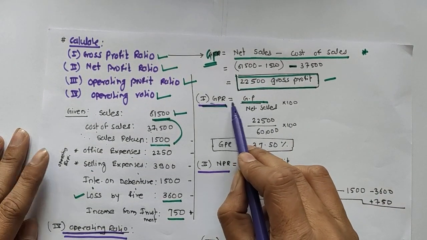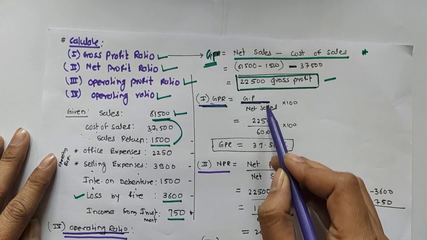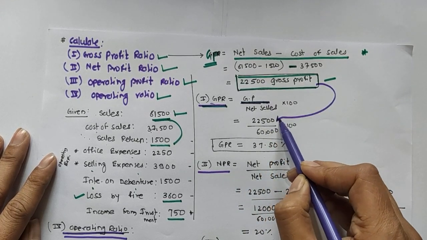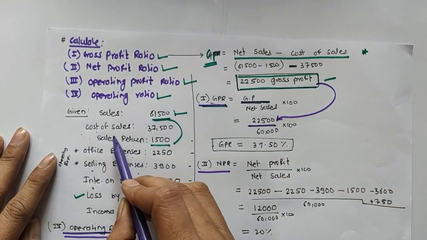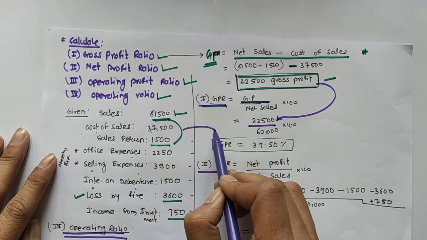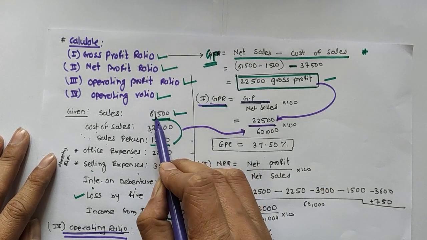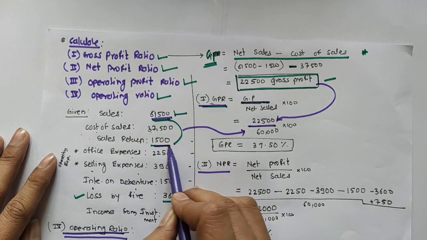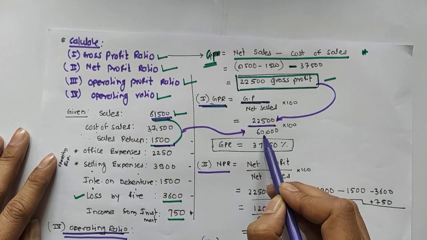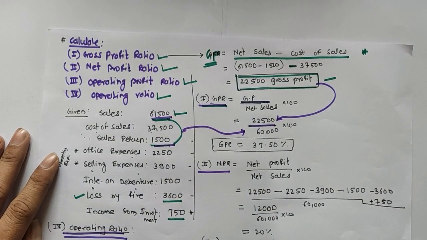Gross profit ratio is gross profit divided by net sale. So gross profit we have calculated this, divided by net sale. Why? Net sale is what? See here how it is. Net sale is arrived here, 61,500 minus return sale. So we will get 60,000 as your net sale.